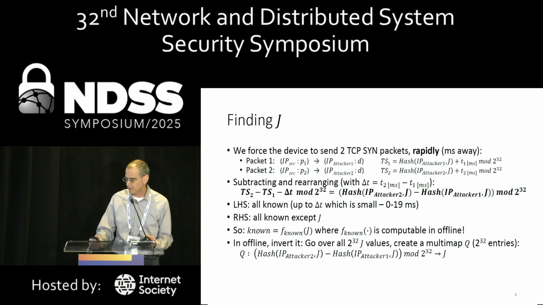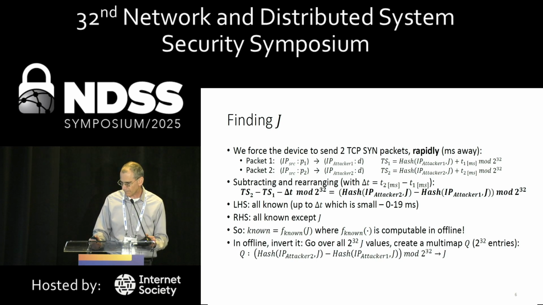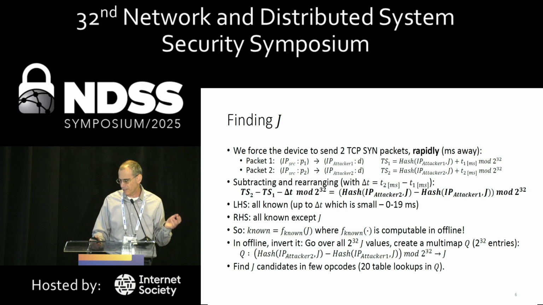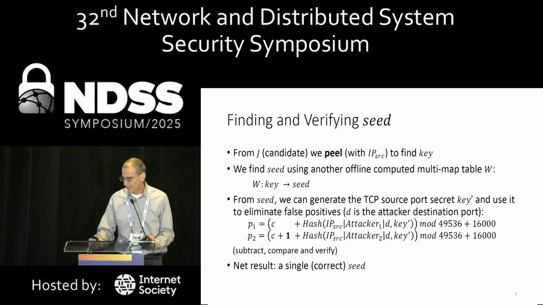So we invert it into another function q that we calculate offline. And then we find the j candidate by feeding q with the right-hand side, which is known. And we get 20 candidates of j. And from that, we find the seed easily.